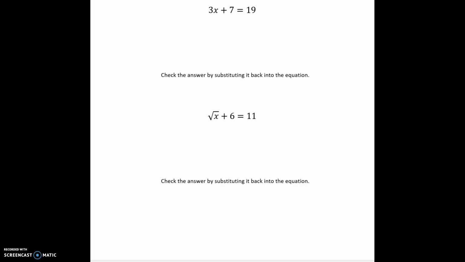This is for my Algebra 2 class, and we are going to start solving some equations with radicals. I am going to go ahead and set this up and give you a few examples, so hopefully you can be successful with the homework.